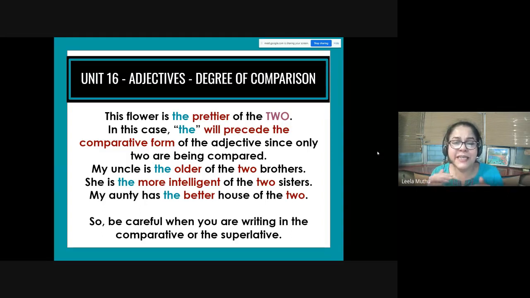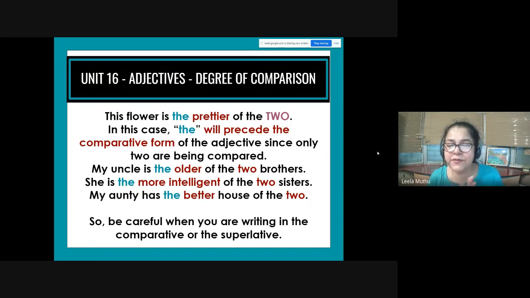Understood? So this is a little tricky. So when I give the question paper and I give you questions based on this, be very careful whether you say it's in the comparative or whether you say it's in the superlative. Or if I tell you to fill a blank, supposing I say this flower is the dash of the two, you know that you have to say prettier and not prettiest. Understood? So in this case, "the" will precede the comparative form of the adjective since only two are being compared.